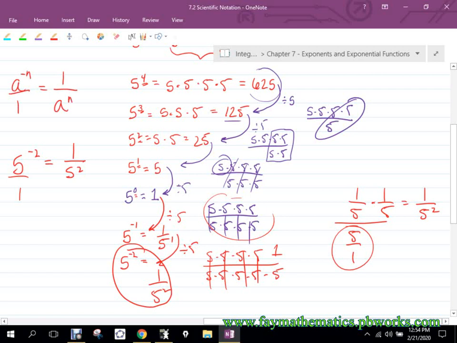Does that make sense? In this particular case, my a value is 5, and the n value for that situation is 2. It turns into 1 over 5 to the second. Does that make sense, everybody?